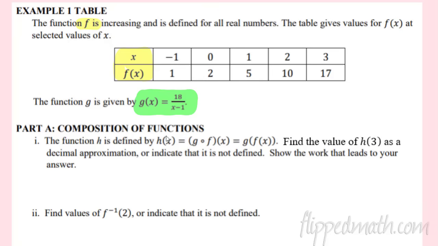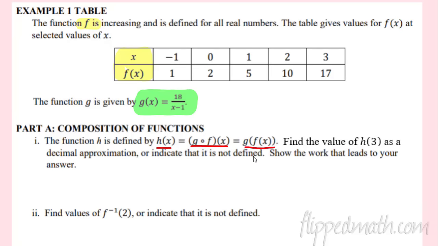So part A is about composition of functions. They won't write composition of functions on there. They'll just say part A. But I just wanted to make sure you knew what we're getting into here. So what is a composition of function? Well, I'm going to build h of x using the g of f of x. Or some people like to write it like this. They're both the same thing here, the g of f of x.